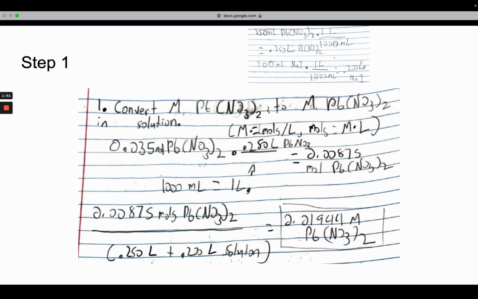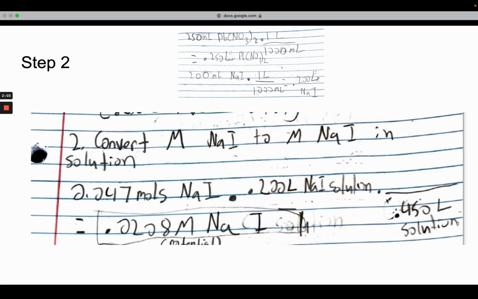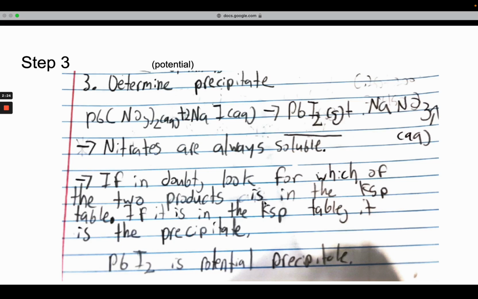And then after you find the number of moles, you divide that by the total volume, which is 0.250 plus 0.200, because you have to add the two volumes together, and I got 0.01944 molar lead 2 nitrate. Then you convert the molarity of sodium iodide into the molarity of sodium iodide in the solution, which is the same as before: molarity times the volume, of course converting from milliliters to liters, and then you divide that by the new total volume of the solution, and you get 0.0208 molar NaI. And then you determine the potential precipitate.